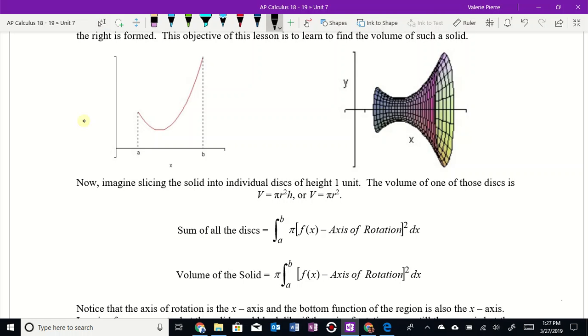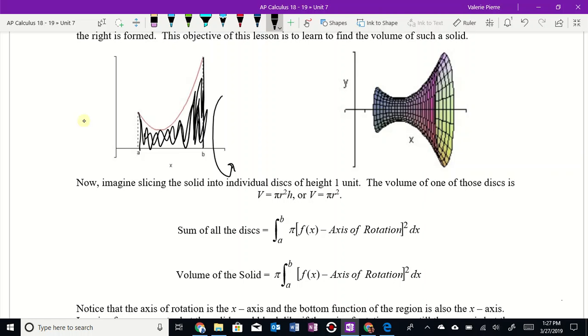So if this is my two-dimensional figure, and then I take that figure and I rotate it over the x-axis, this is the figure that it creates. So all this area in here is getting rotated around the x-axis. So this is a solid figure. There's no holes in it. It's a solid figure because all the area is rotated around the x-axis.